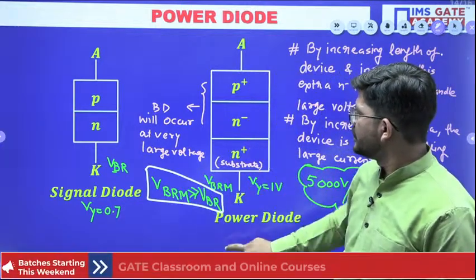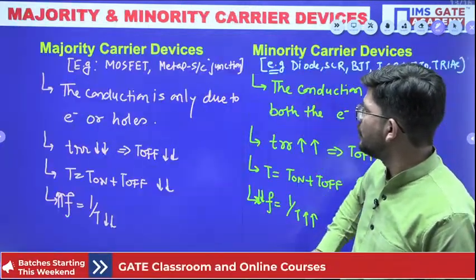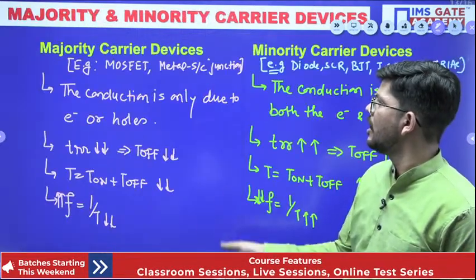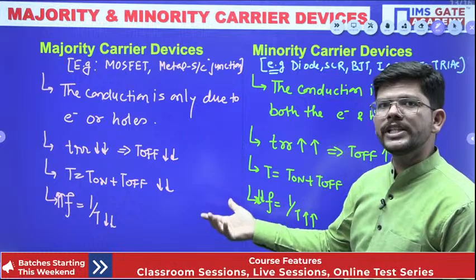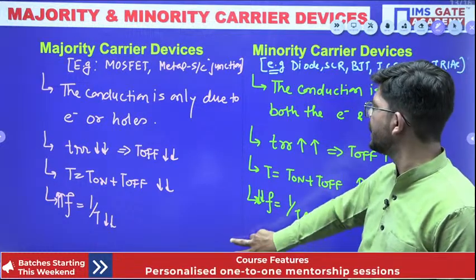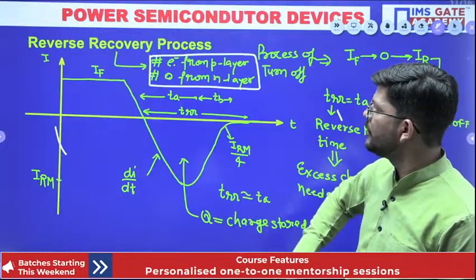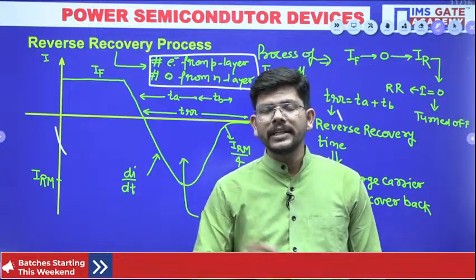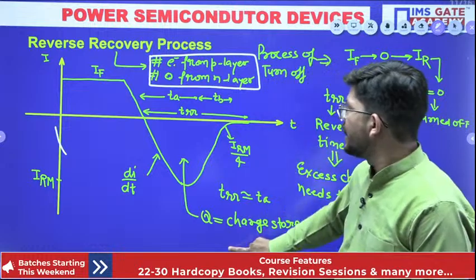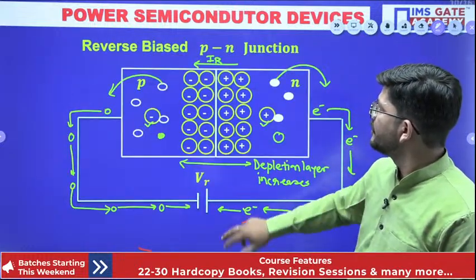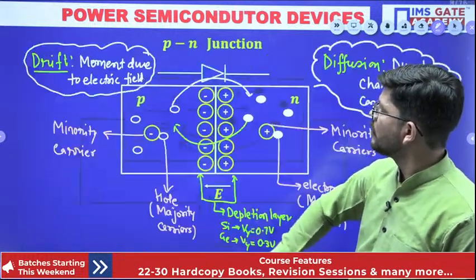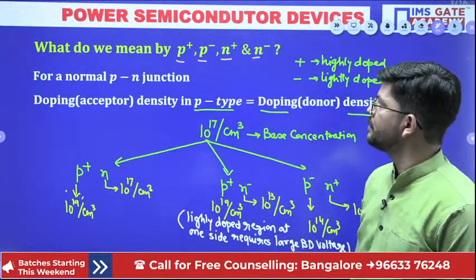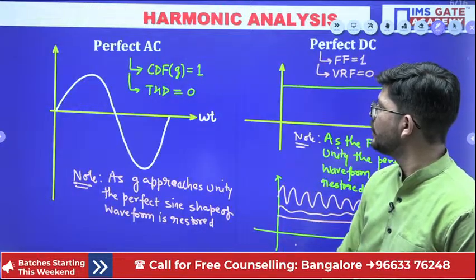So here you can see this change, and what reverse recovery characteristics are, and how they are going to affect the switching frequency of majority and minority carrier devices, what we actually mean by the reverse recovery process. And the reverse recovery process is a very essential process, this has to be there. Before that, we have discussed a reverse bias junction, a forward bias junction, a normal PN junction. What do we mean by the P plus P minus N plus layer? You need to understand that.